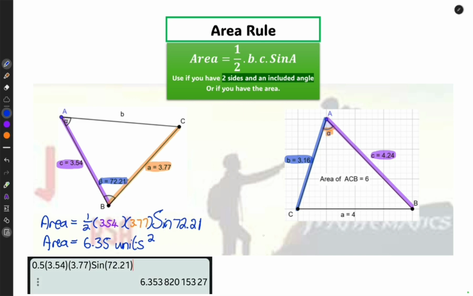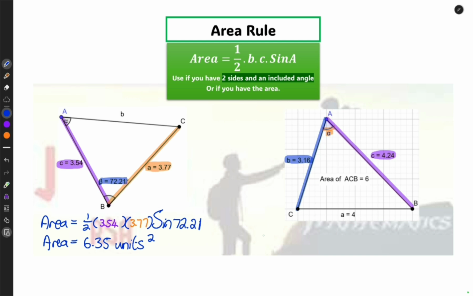Because it's area, I need to remember to use units squared. And that's it, guys. One of the easiest ones, and they really can't hide it. If they want the area, they need to tell you they want the area. The other case where I can use the area rule, and this really doesn't happen often, is when they give you the area and you need to work out either a side or an angle.